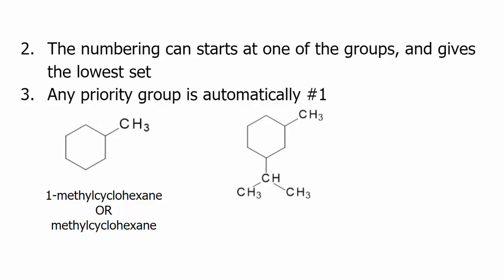Now for this one, honestly, I'm not going to worry about it too much. If you want to start with the methyl group and work toward the isopropyl, that's fine. The best answer though is to start with the isopropyl group because it's a little bit bigger, therefore a little bit more important, and work toward the carbon. Again, it doesn't matter to me that much.